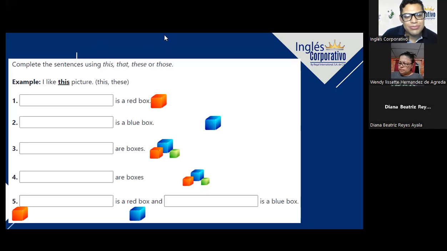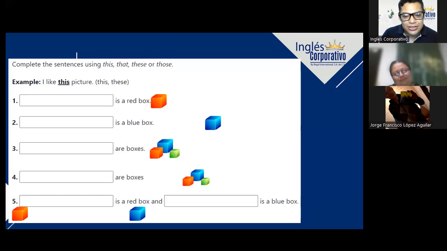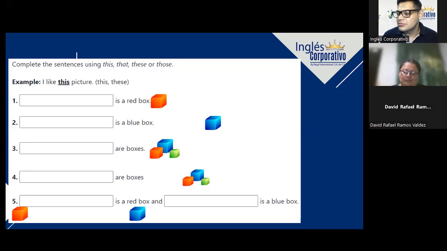So these are our boxes, right? And what about number four? Those. Okay, those are boxes, and the last but not the least. This is a red box and that is a blue box. Okay, this is a red box, and that is a blue box. That's what I tried to understand in that case. Look at this.